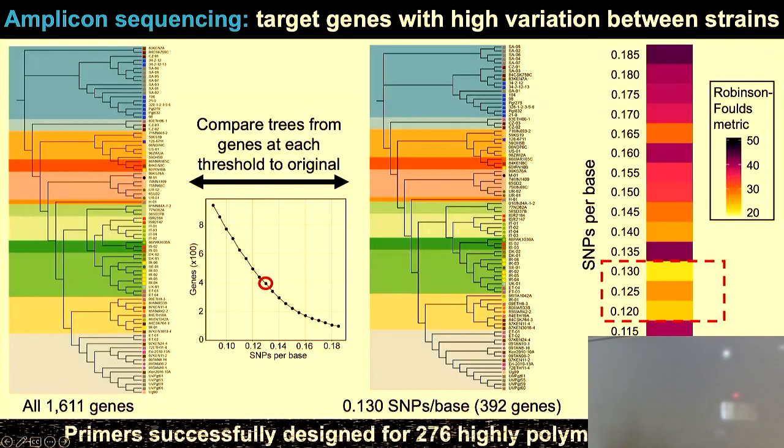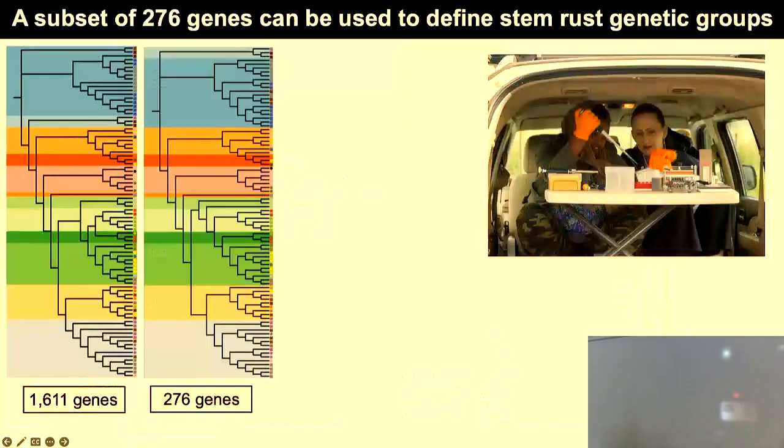And from those 392 genes, we could successfully design really robust primers for 276 of those genes, and so that's what we went forward with. And of course, with the 276, we could reconstruct our phylogeny. It looks exactly like when you have all your polymorphic genes present.